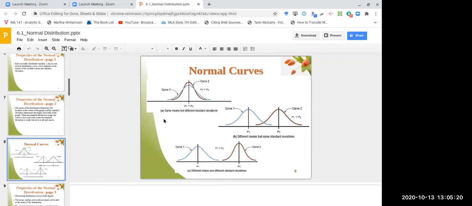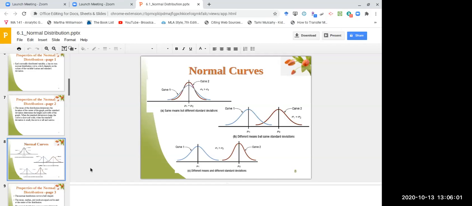If you look at the blue curve versus the red curve in the first picture at the top, the centers are the same, the heights are not. The red curve is higher and a little bit narrower and taller, thus the standard deviation is different, but the means are the same. And in B, the means are different because the centers are different, but the standard deviations are equal. And in this case at the bottom, both pairs of means and both standard deviations are different.